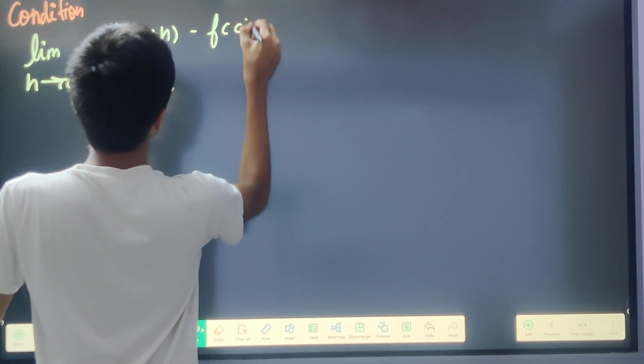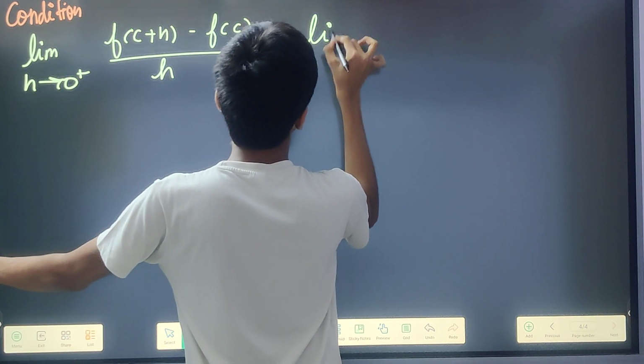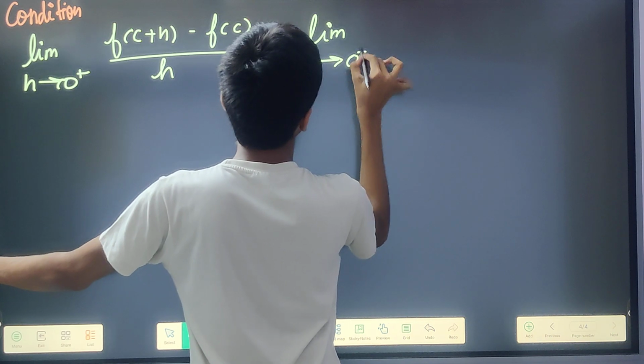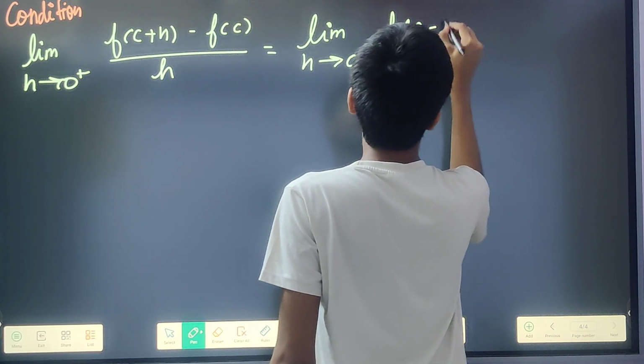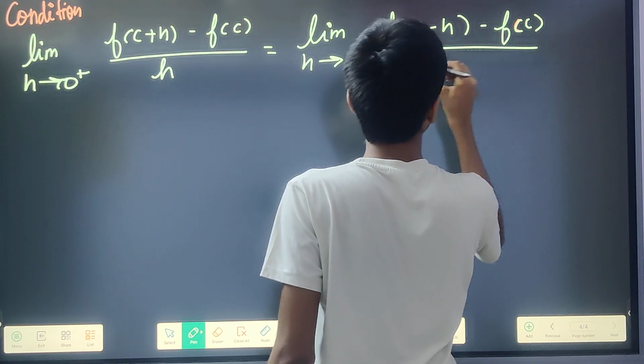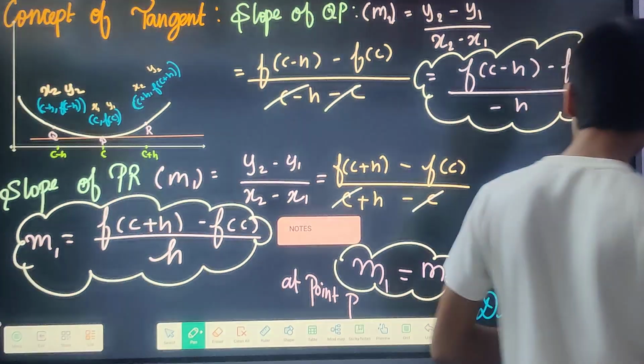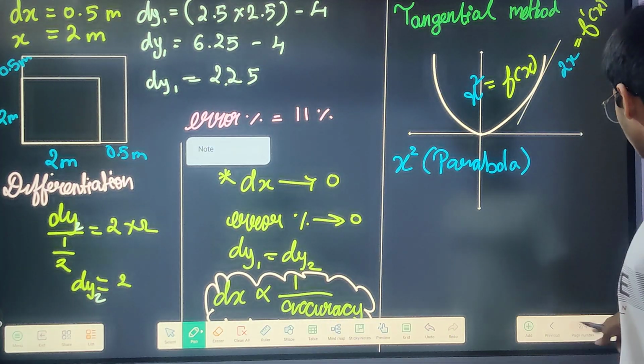The condition is: limit h tends to 0 plus, f of c plus h minus f of c, whole divided by h, should be equal to limit h tends to 0 plus, f of c minus h minus f of c, whole divided by minus h. So this is what it is. Why h tends to 0 plus? You can also write h tends to 0 if you want.